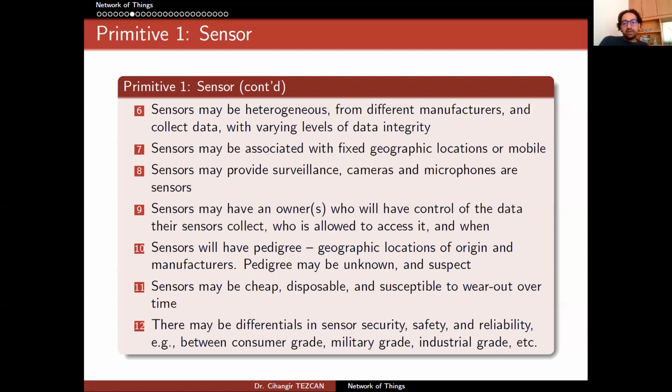There may be differentials in sensor security, safety, and reliability, for example, between consumer grade, military grade, industrial grade, etc. So this is also the thing that we are trying to address here. Most of the time, consumer grade devices don't have any encryption at all. This is why we are trying to have a lightweight standard and force all of these manufacturers to build their devices with this standard, so that even the cheap devices come with acceptable security.